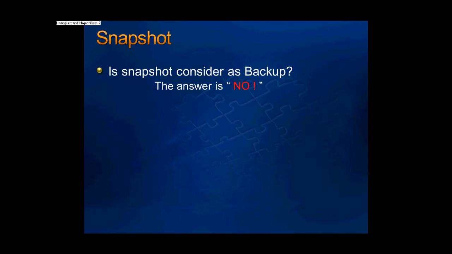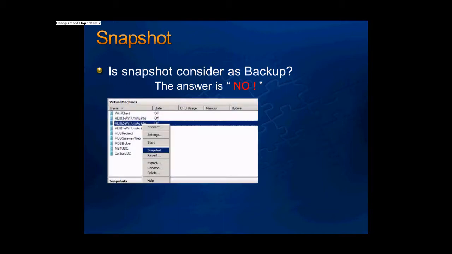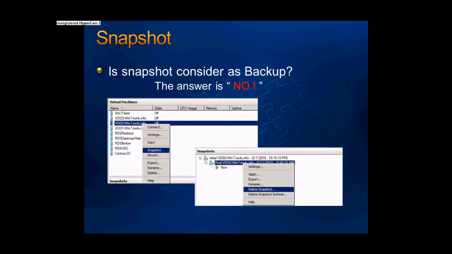In a test or development environment, you can use Snapshot to revert to a point of state before you make any changes. For those who are interested in performing snapshots, all you need to do is select the virtual machine, right click, and then you have the snapshot features.